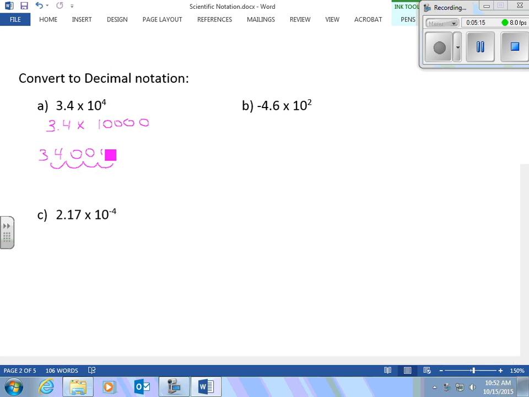Okay, so the 34,000 is the answer to this one. So let's take a look at B. I've got negative 4.6 times 10 to the power of 2. And I could think of that 10 squared as 100 and multiply 4.6 by 100. But instead, just write out the digits and think about 100 means I'm moving it 2 decimal places. And I'm making the number larger, so move it 2 decimal places and put in zeros. So I've got negative 460.